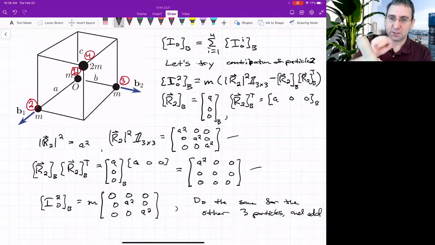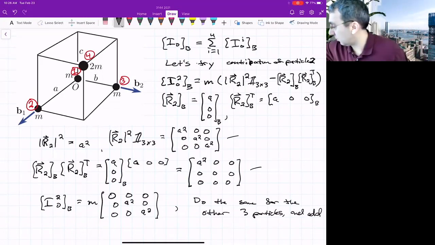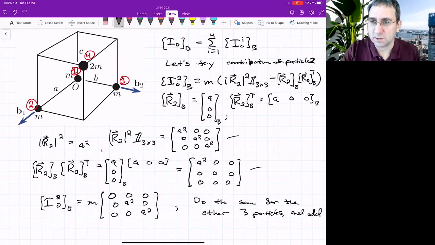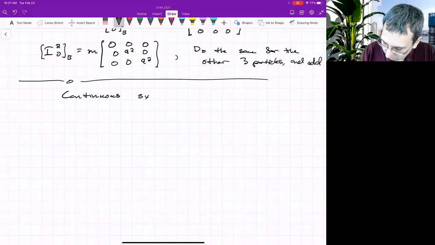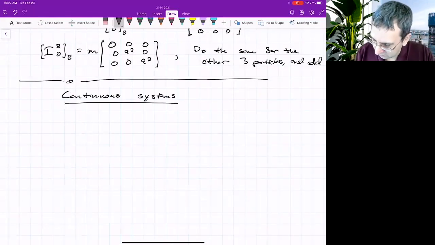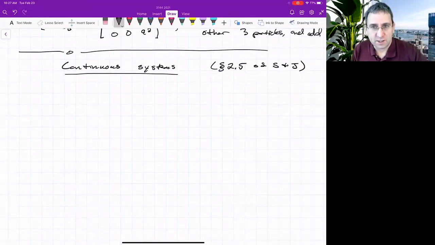So instead of thinking of discrete masses, we go to a continuous limit, and instead of a discrete sum, we have an integral over mass elements or integral over volume elements. I guess it's worth looking at what you get there. When we want to look at continuous systems, and this is in section 2.5 of Schaub and Junkins, they treat it slightly differently.